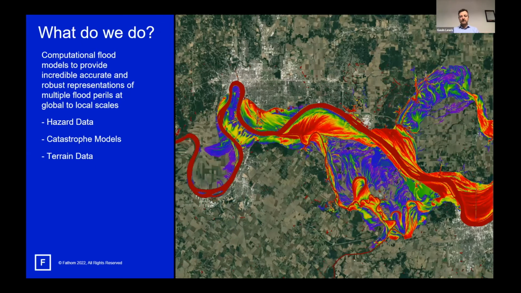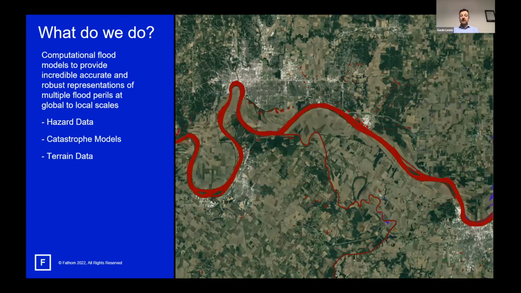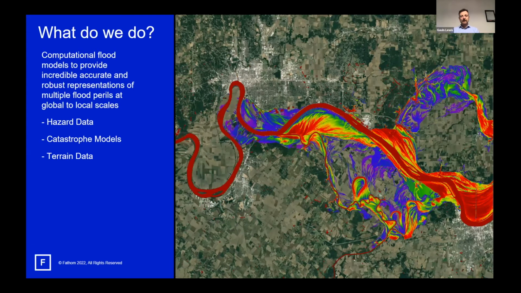We all know water runs downhill, so we need to know where downhill actually is. So pulling in or creating as detailed terrain data as possible to develop our flood models is absolutely critical. And that's what we've done here.